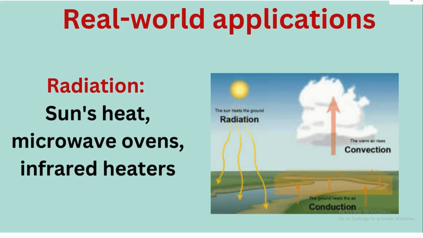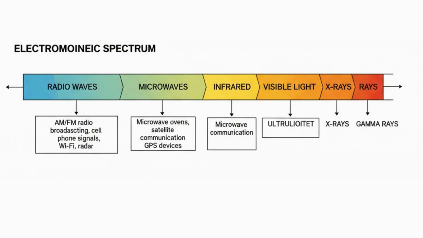Now there are different examples across the electromagnetic spectrum. For example, radio waves, AM and FM radio broadcasting, cell phone signals, Wi-Fi, radars, microwaves, microwave ovens, satellite communication, and GPS devices are examples of radiation energy.